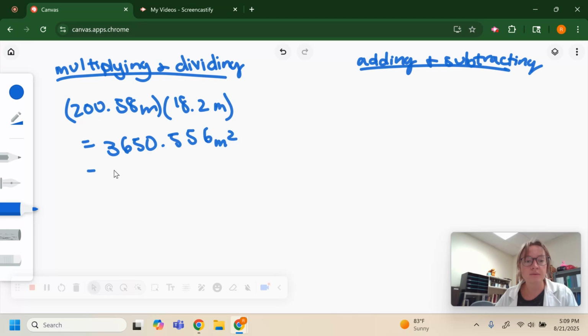There are a few ways to write this. You can write this first as 3,650 meters squared. That's a number with 3 significant figures. Or you could write it as 3.65 times 10 to the third meters squared.